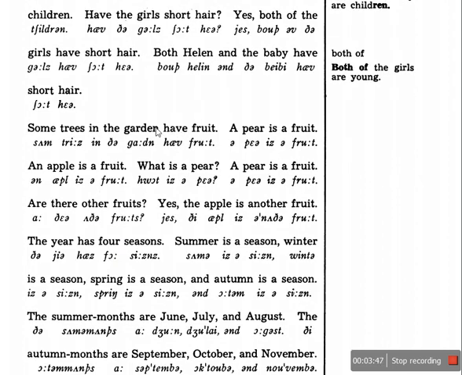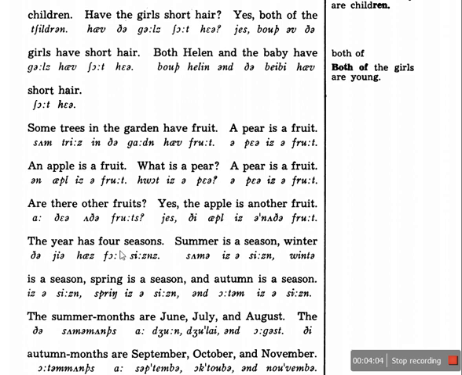Some trees in the garden have fruit. A pear is a fruit. An apple is a fruit. What is a pear? A pear is a fruit. Are there other fruits? Yes, the apple is another fruit.